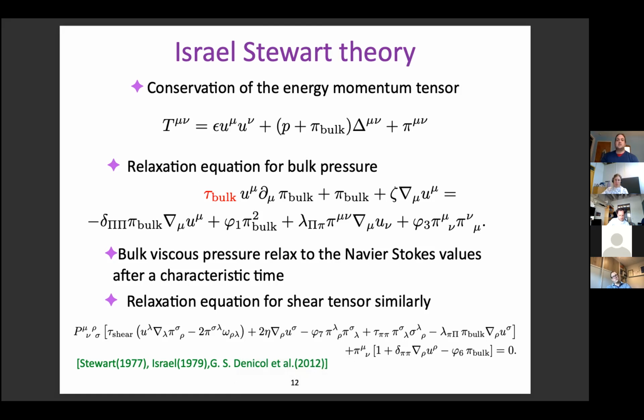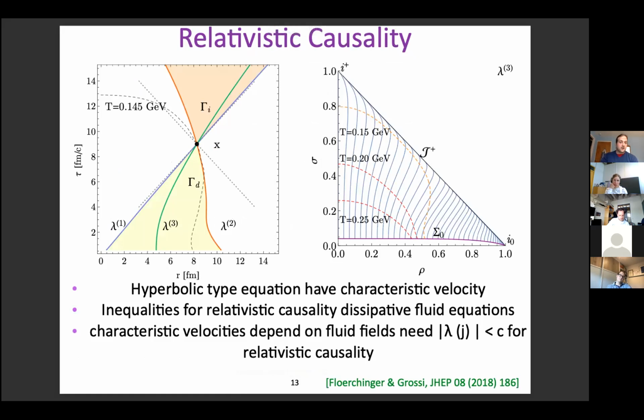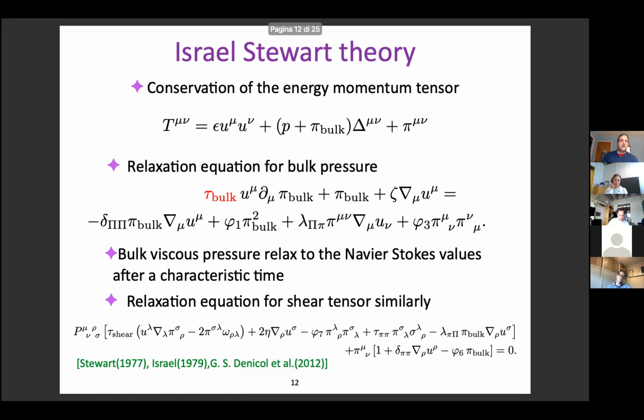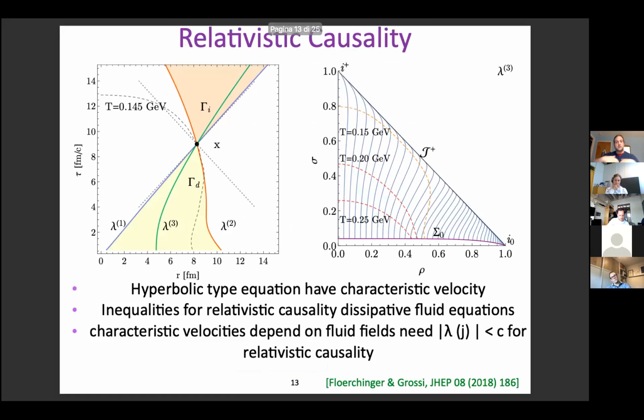These equations are actually proven to be solvable, and they are solved every day in every hydro code that is used for every ion collision. Why so? Because these equations are proven to be hyperbolic, so quasi-linear partial differential equations of the first order, and you can prove that they are hyperbolic, and then their characteristic problem is well defined, and you can solve the Cauchy problem for that.